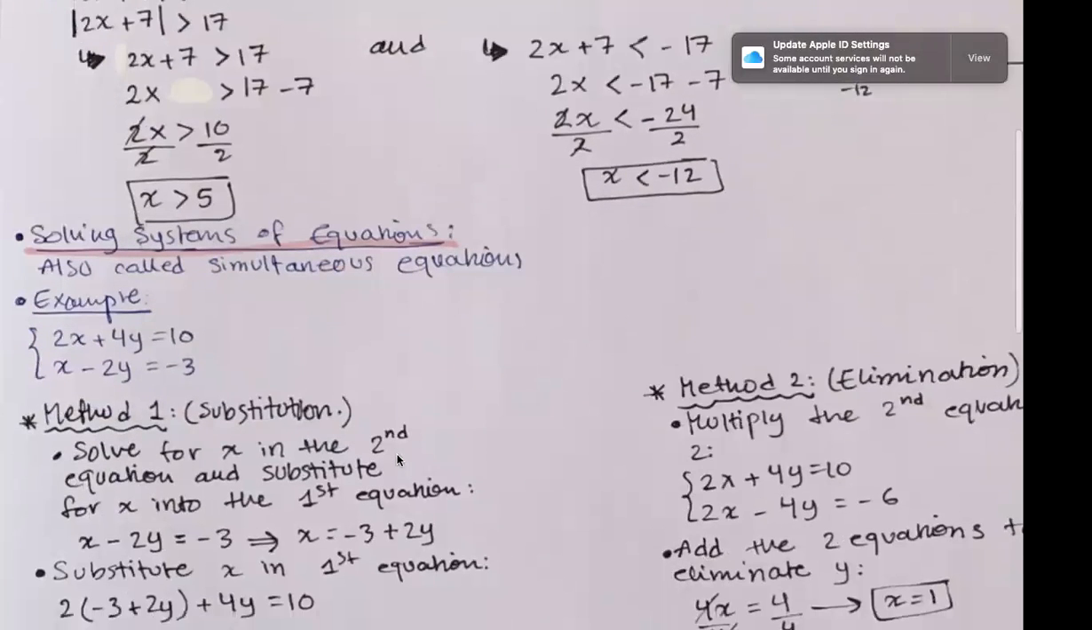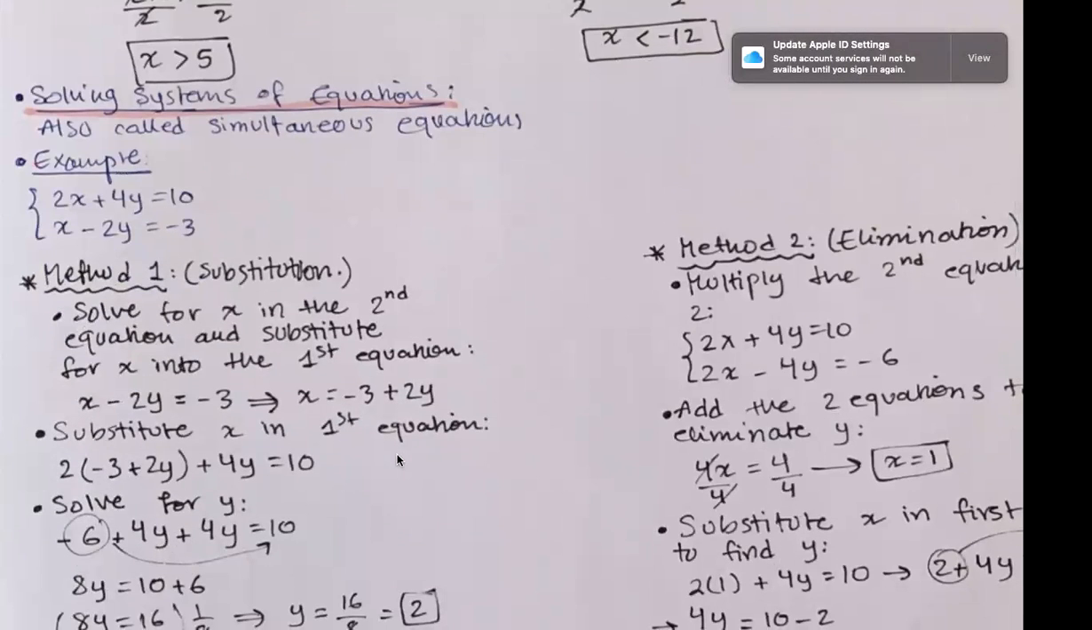And then we have solving systems of equations. That's the case when you have two equations and you need to solve them at the same time to find x and y. So we have an example, 2x plus 4y equals 10 and x minus 2y equals minus 3. Now, when you're solving equations simultaneously, you have two methods. The first method is the substitution method, and the second one is the elimination method.